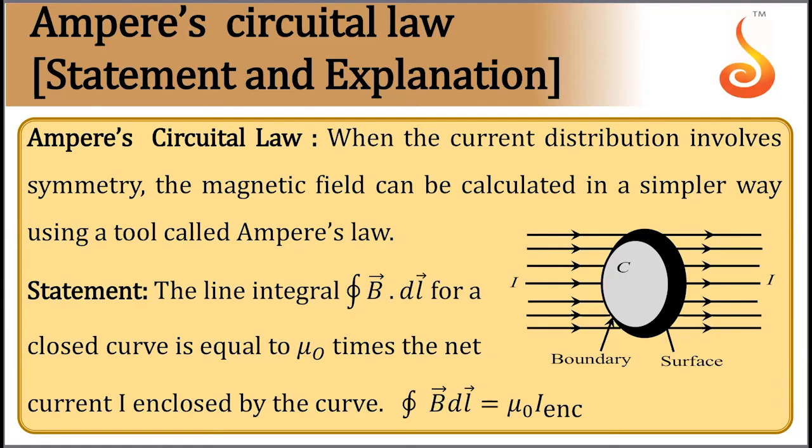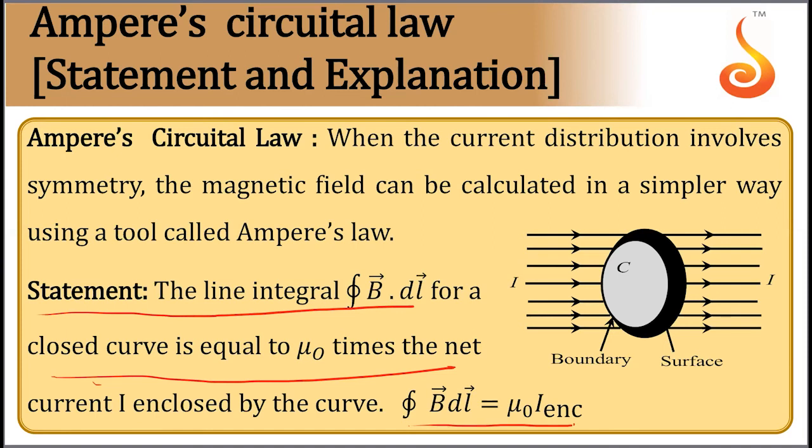Ampere's circuital law. When the current distribution involves symmetry, the magnetic field can be calculated using Ampere's circuital law, just like how we calculate electric field using Gauss's law. So note the statement of Ampere's circuital law. The line integral of B dot dl for a closed curve is equal to mu naught times the net current enclosed. Make a note of it.